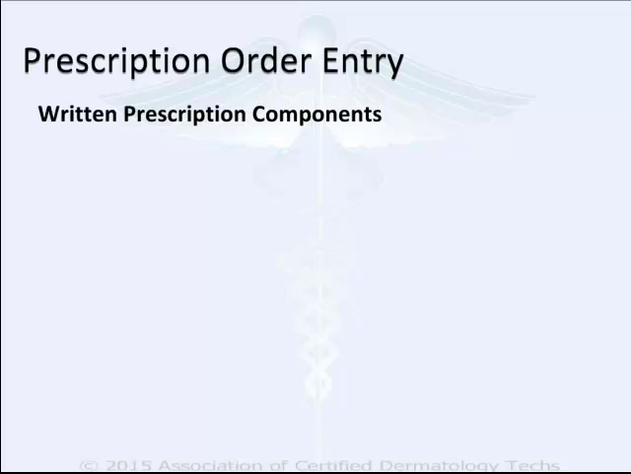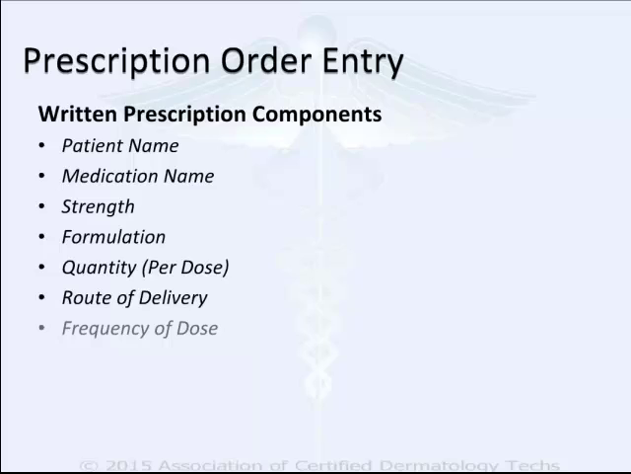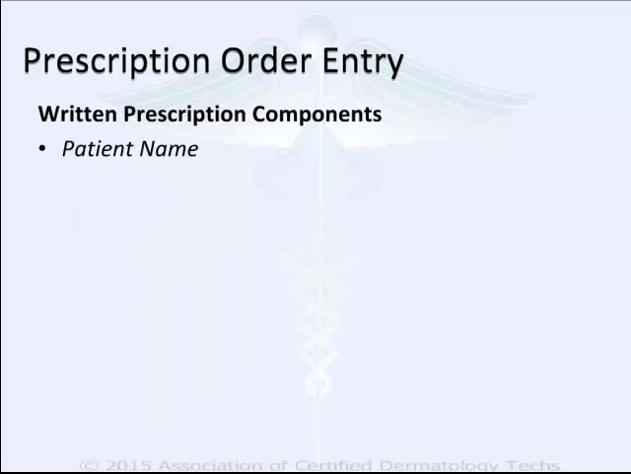The most important components of prescription order entry for outpatient dermatology patients include patient name, medication name, strength, formulation, quantity per dose, route of delivery, frequency of dose, duration, total to dispense, and refills. While entering the correct patient name on a prescription seems easy enough, prescribing medications to the wrong patient is something which happens every day in the United States.